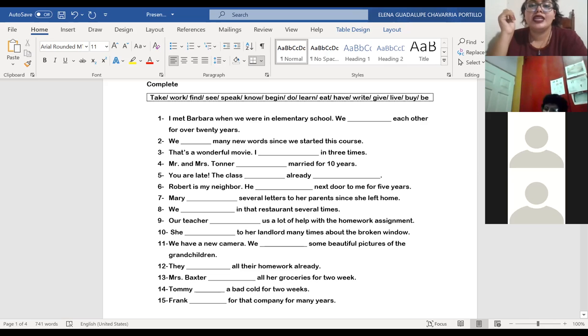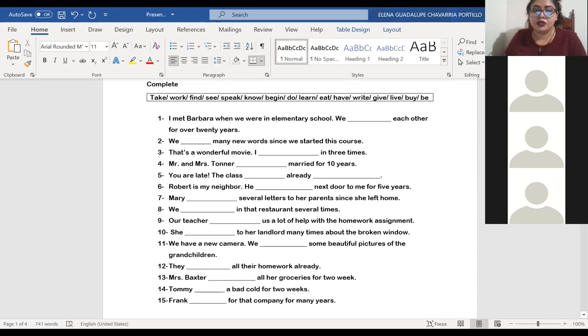I met Barbara when we were in elementary school. Conocí a Bárbara cuando estábamos en la escuela. We each other for over 20 years. Nosotros por casi 20 años. Number two. We many new words since we started this course. Nosotros muchas palabras nuevas desde que comenzamos este curso. Number three. That's a wonderful movie. Es una película muy buena o increíble. I, in three times. Yo, tres veces. Cuatro. Mr. and Mrs. Toner, married 14 years. El señor y la señora Toner, casados por 10 años. Five. You are late. The class already. Llegas tarde la clase.